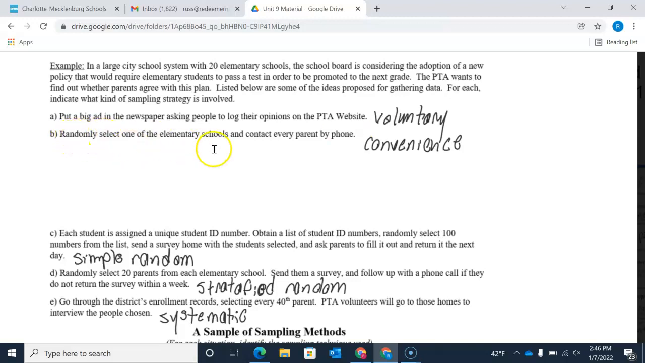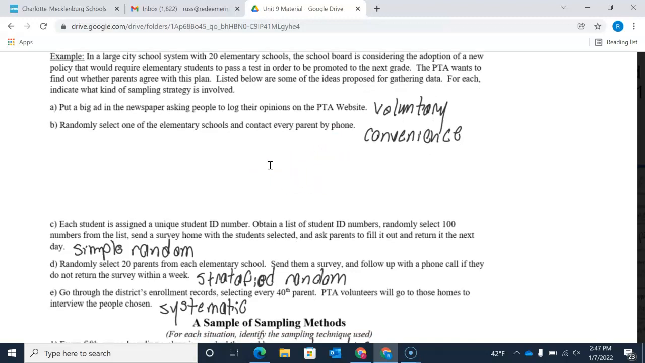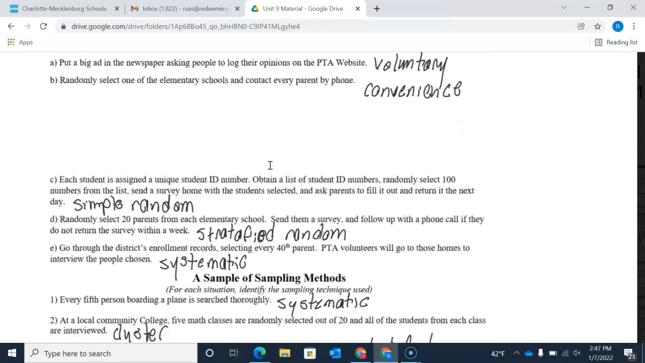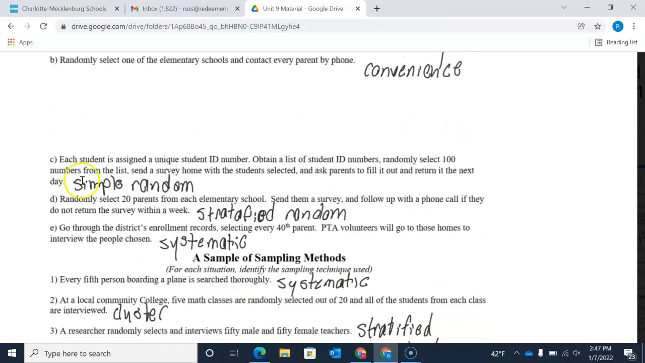Letter B, randomly select one of the elementary schools and contact every parent by phone. That would be convenience. It's easy just to pick that one school and then go with it, okay? All right, the next one, each student is assigned a unique student ID number. Obtain a list of student ID numbers, randomly select 100 from the list. It would be simple random. You're just taking everybody and picking some people at random.